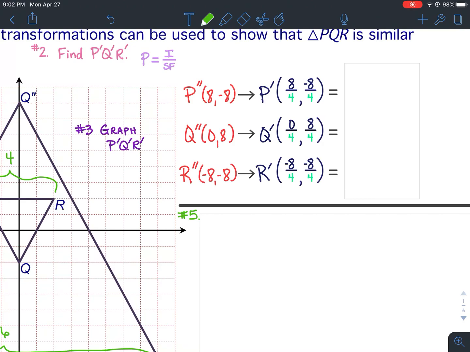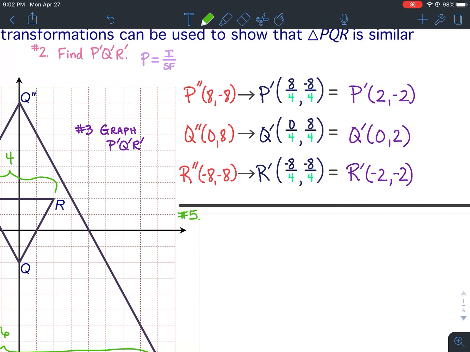Again, wait till I tell you to pause the video to get all this written down. So if I take each one of those coordinates and I divide by 4, I find P prime, Q prime, R prime, which is P prime is 2, negative 2, Q prime is 0, 2, and R prime is negative 2, negative 2. Now pause your video and get all of step 2 written down.